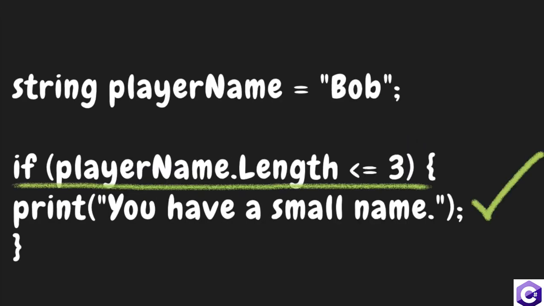Let's have a look at another example. Let's create a string variable called playerName and set it equal to Bob. Then we will create an if statement checking if the length of the name variable is less or equal to 3. If it is, then we will print out a message saying you have got a small name. If we run the code, it will print out the message because the condition is true. The word Bob has a length of 3, and so 3 is less or equal to 3, and so the code inside the curly brackets ran. If we now change the name variable equal to Liam, it will no longer print the message because the condition is no longer true. Liam has got a length of 4 letters.